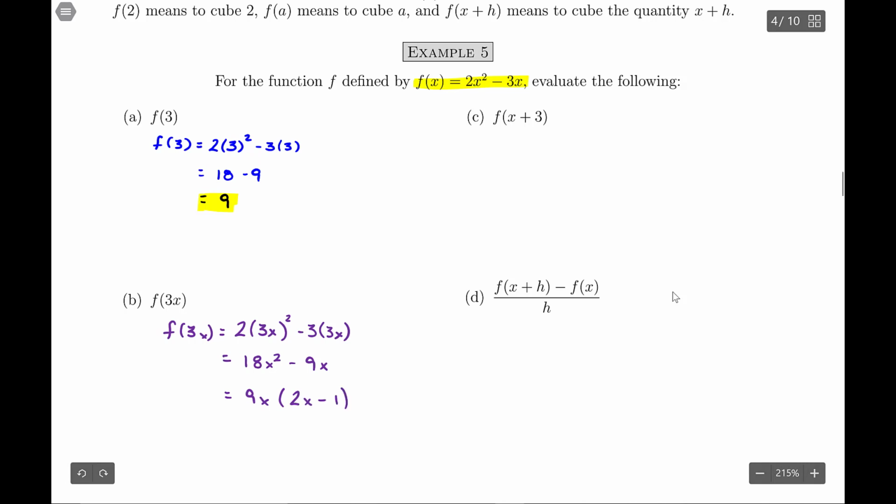Either answer, since it wasn't specified to simplify or reduce or factor or anything like that, either one of those answers will be acceptable. Both factors or both terms share a 9x in common.